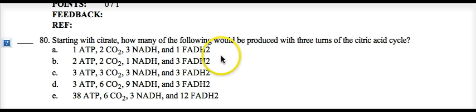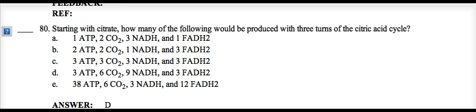Starting with citrate, how many of the following would be produced with 3 turns of the citric acid cycle? So they're not asking per molecule of glucose, but they could. This time we're just asking about the cycle. So pause for a second and then think about it if it's going to be 3 turns. And the answer is D, 3 ATP, 6 CO2, 9 NADH, and 3 FADH2. So make sure that you know the products of every part of cellular respiration.